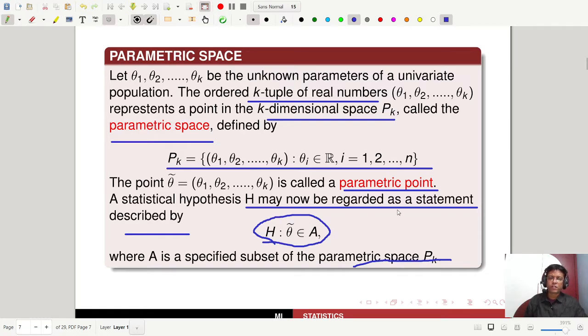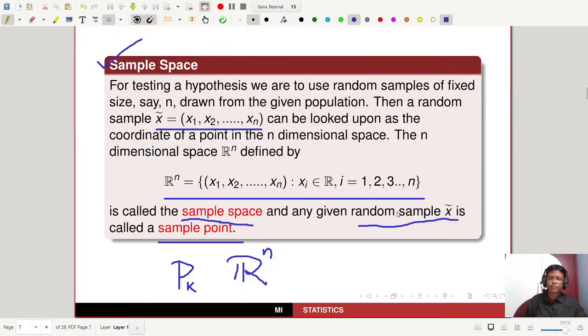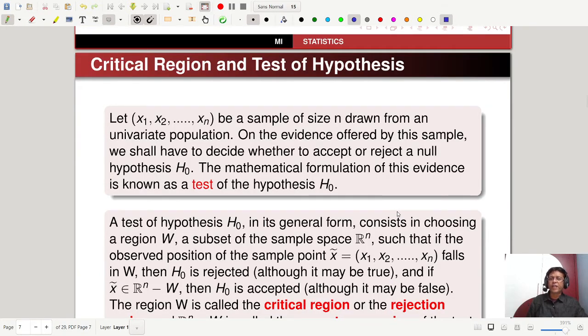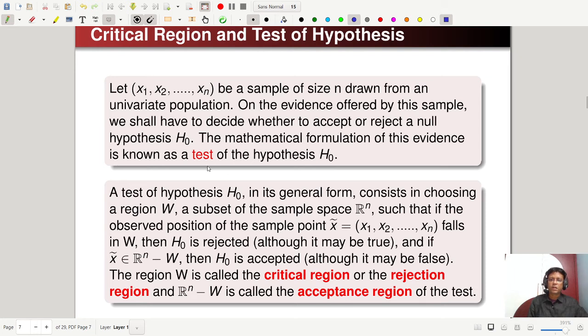Parametric point. So next, the most important thing: what is the test of hypothesis? Already I have mentioned the test of hypothesis, but let's mention it again. A test of hypothesis is a procedure which specifies a set of rules for deciding whether to accept or reject the hypothesis under consideration.